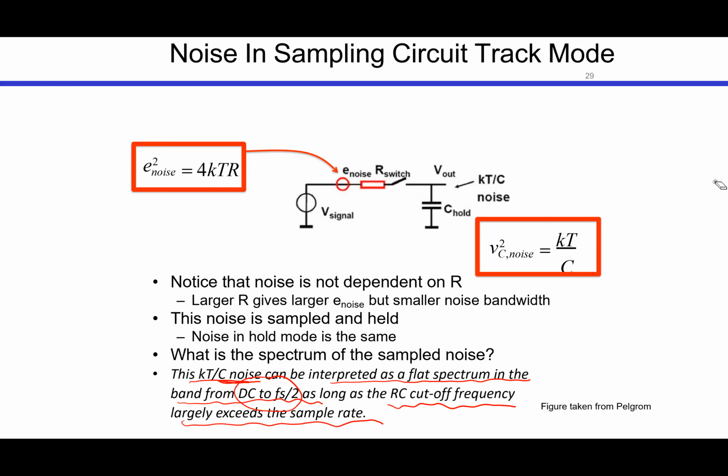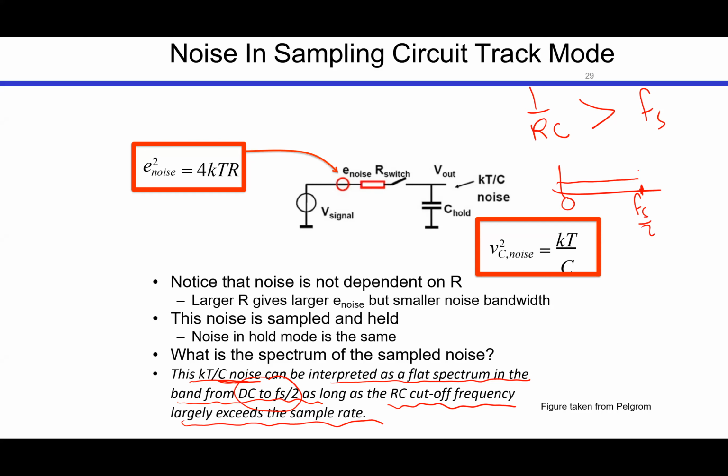Ma'am, can you repeat that part, please? Yes, I said that the cutoff frequency of this filter, the bandwidth of this filter, has to be larger than my sampling rate. So 1 over RC should be greater than fs. Otherwise, I cannot make the assumption that it is flat within the bandwidth from 0 to fs over 2. We are assuming this kT over C noise to be flat.